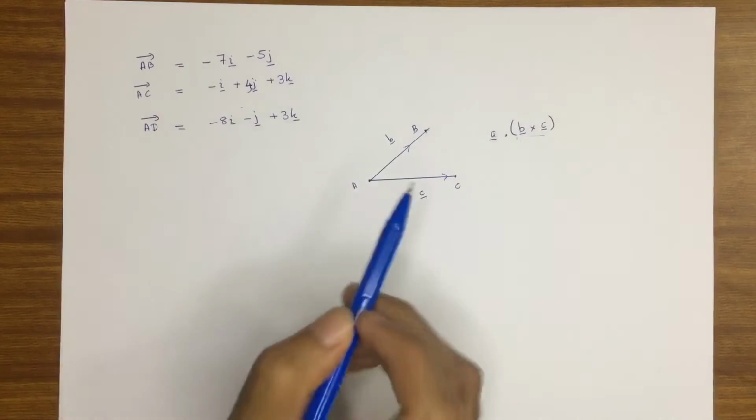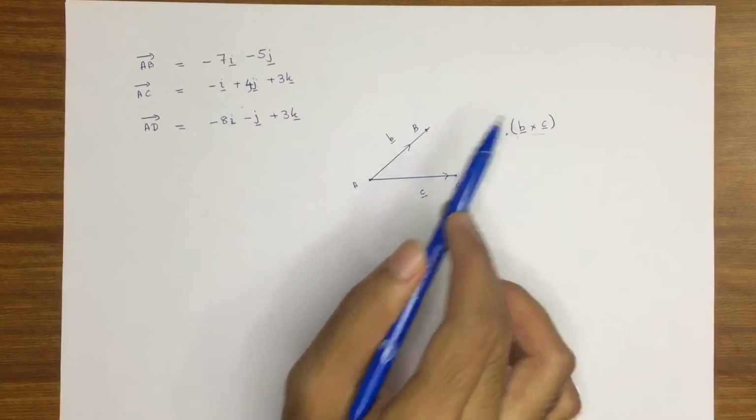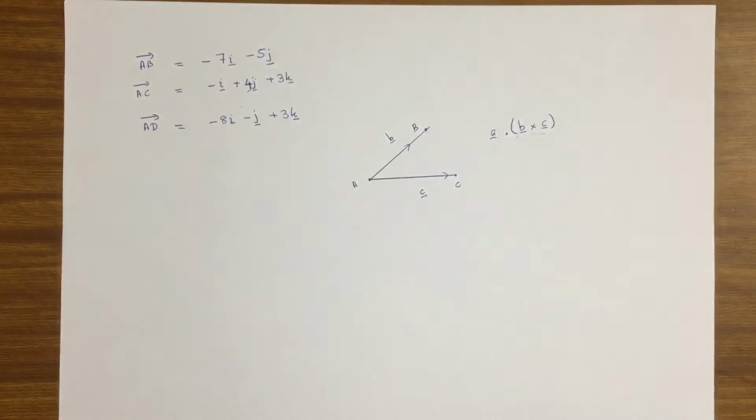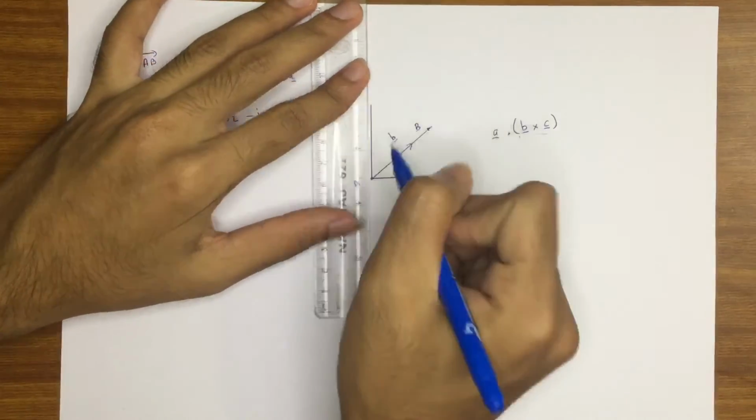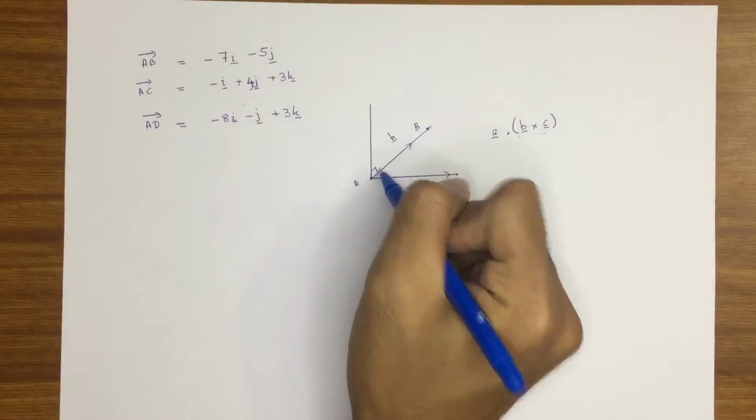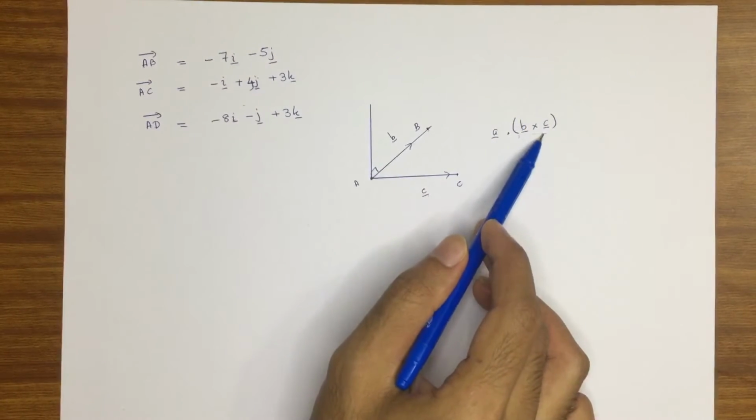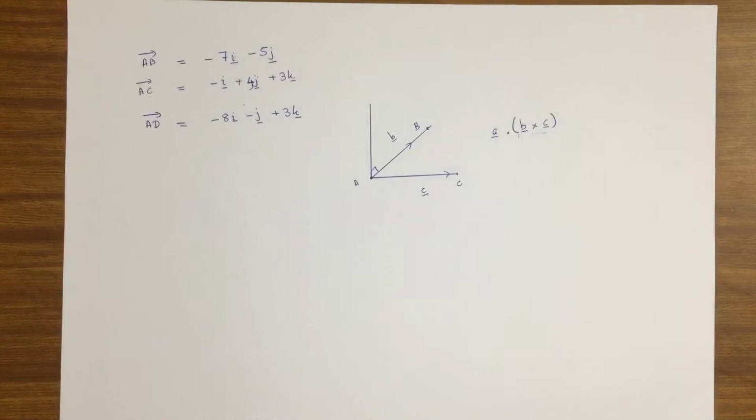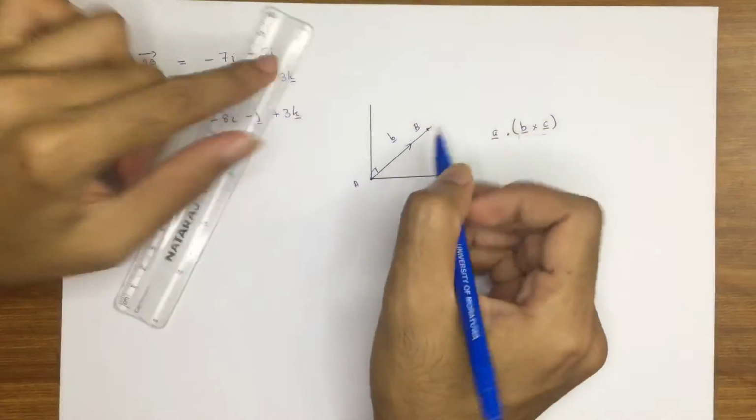The reason is, if we take the cross product between these two, it's going to return a vector which has a direction perpendicular to this plane. So that's the main idea. If we take a cross product between any two vectors, it's going to return another vector which is perpendicular, which is normal to this plane. Let's say this is the plane.